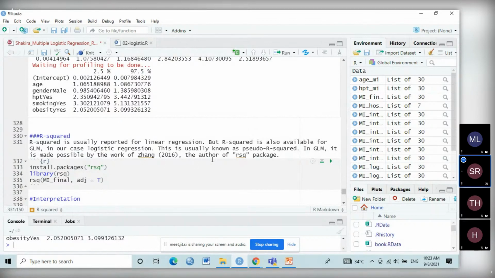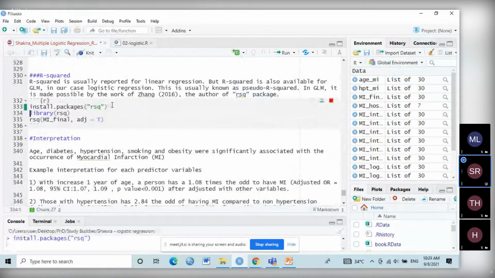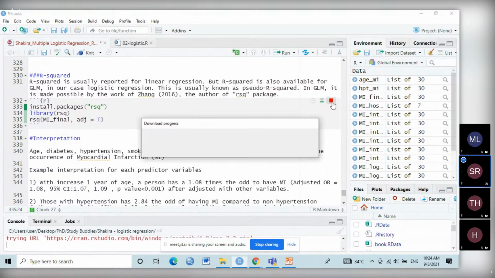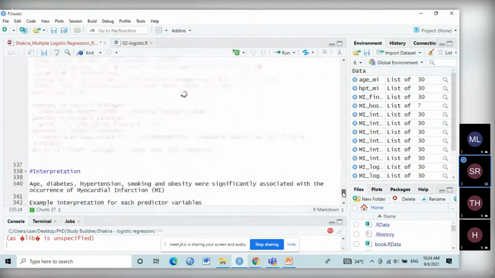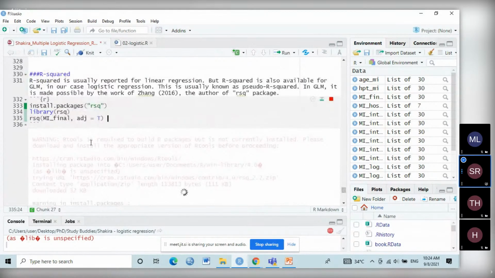Okay. So package ni ada daripada Zhang, the author of RSQ package. Okay, kita kena install RSQ package. And then dapat dia punya apa semua. Dia tengah run lagi. Lama pula internet kot. So yang saya dah run, kita dapat dia punya R square is about 20%.